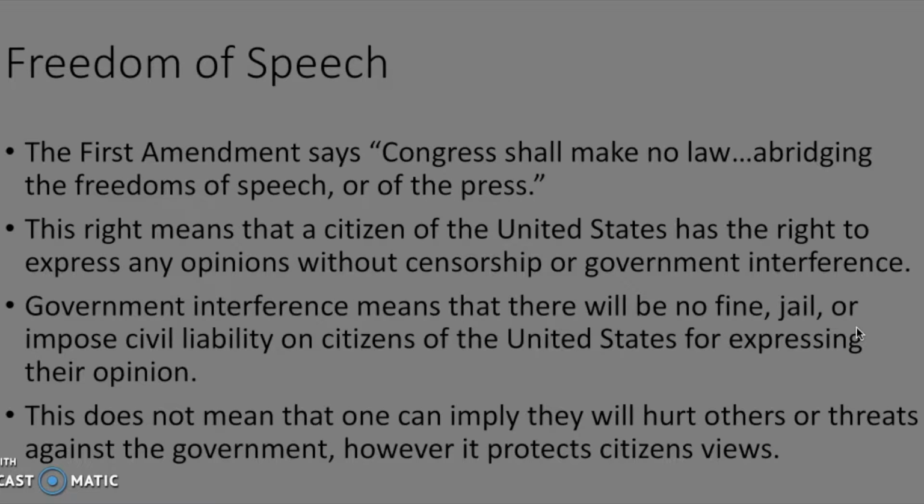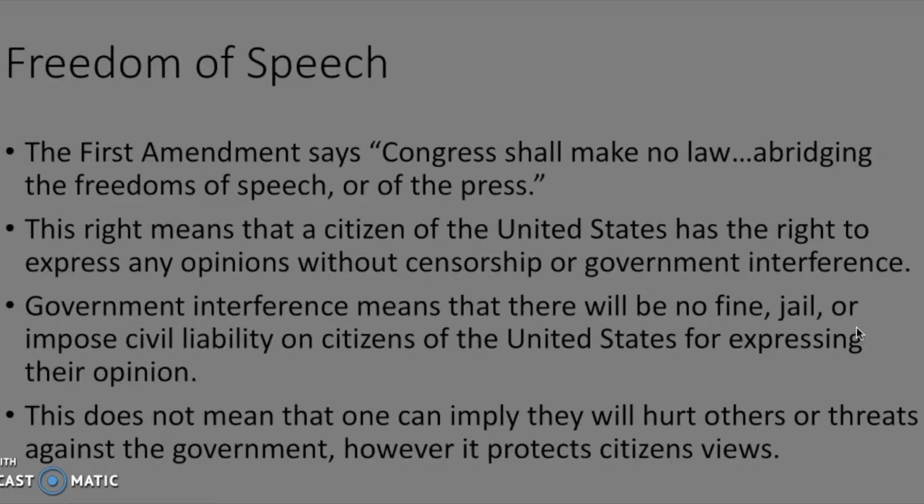This is found in the First Amendment, and it says, "Congress shall make no law abridging the freedoms of speech or of the press." This right means that a citizen of the United States has the right to express any opinions without censorship or government interference. Censorship can mean that the government controls what you see on the news, on the internet, on what you can say, on what you can read. And the United States doesn't have this. A good comparison of a country that does would be North Korea.